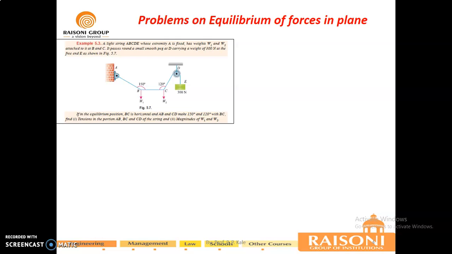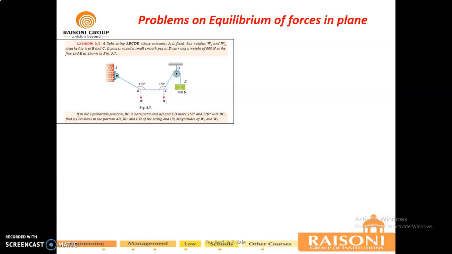Moving to the next problem, it is a problem of a string with certain points. A light string ABCDE whose extremity A is fixed has weights W1, W2 attached to it at points B and C. It passes around a small smooth peg, just like a pulley, at point D. In the equilibrium position, BC is horizontal, and AB and CD make 150 degree and 120 degree with BC. Find the tension in the portions AB, BC, CD and the magnitude of W1, W2.